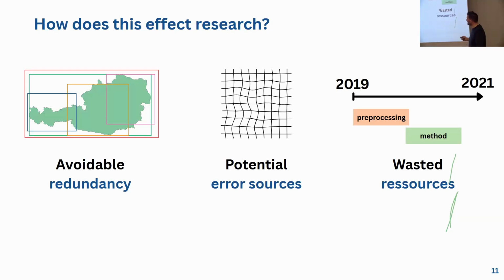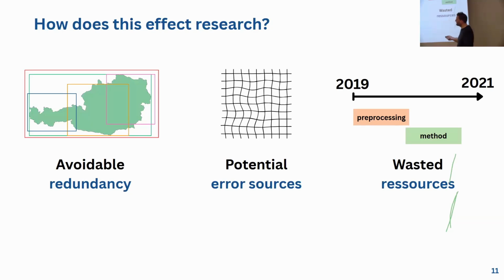And lastly, it's just wasted resources. Because in every research project, Lothar just mentioned that it's 15%, you always have one work package or a bunch of time dedicated to pre-processing. It's 4 months, 6 months, whatever. And a lot of this pre-processing, we could get rid of. And this would really allow us to move this time to the actual fun part, which is the method development.